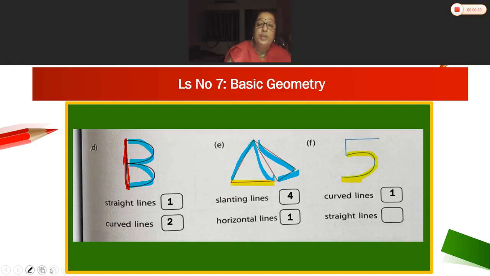Very good. And straight lines, we will count the straight lines. One vertical straight line, one horizontal. So there are two straight lines. Yes, in figure 5, there is 1 curved line and 2 straight lines.